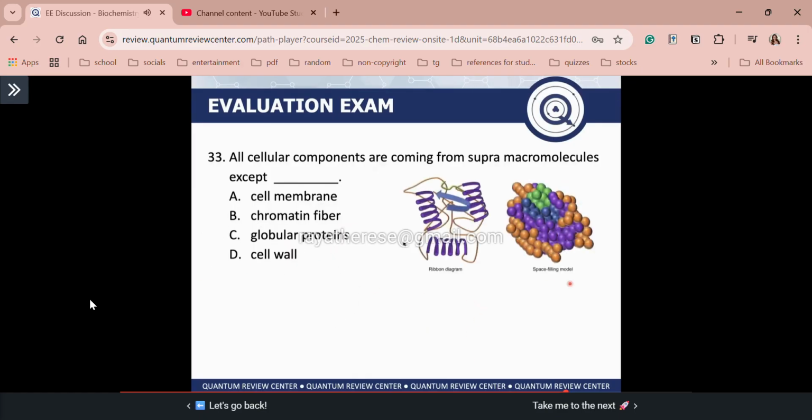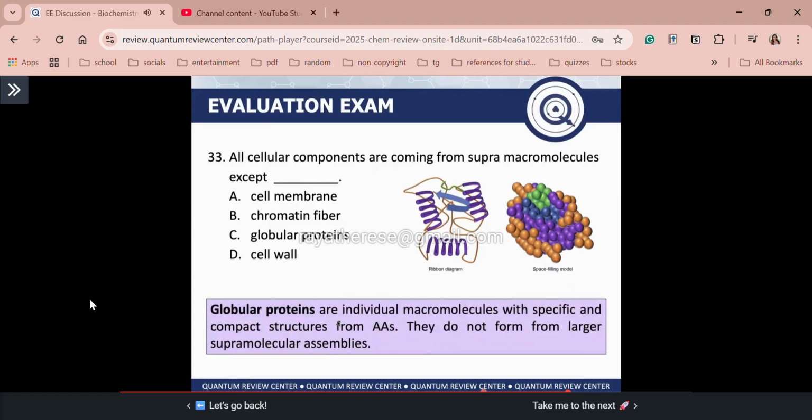Sir, is globular protein supramacromolecular? Class, this is the structure of your globular protein. And remember, ang primary structure, amino acid sequence lang po. So it does not integrate with any other biomolecule. So class, for number 33, actually, our answer is letter C. Again, that's just plain polymer or polypeptide chain, diba? So particularly, globular proteins are just individual macromolecules rather than supramacromolecules with specific and compact structures coming from your amino acids. And clearly, they do not form from larger supramolecular assemblies. Ayan, for 33, answer again is letter C.